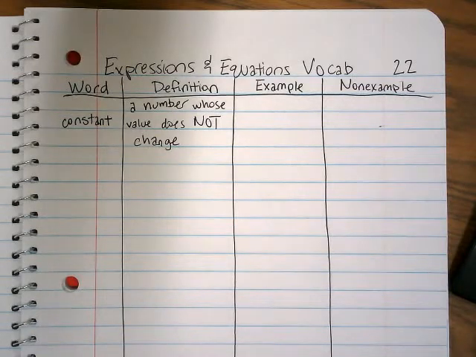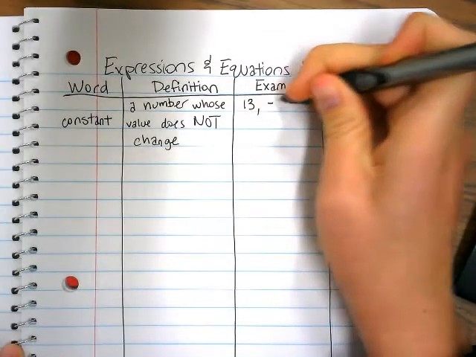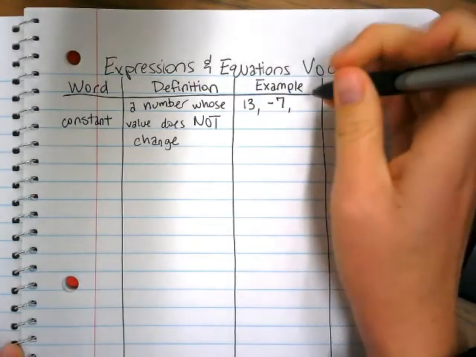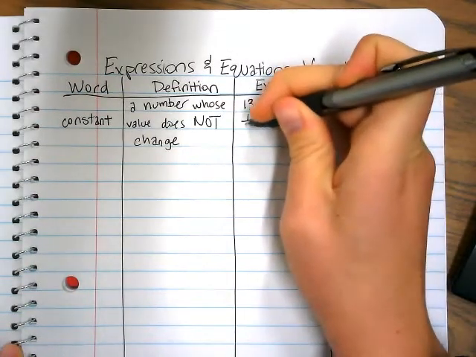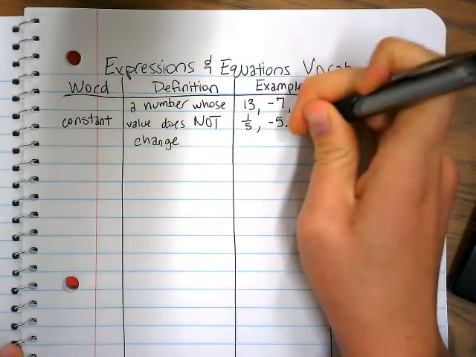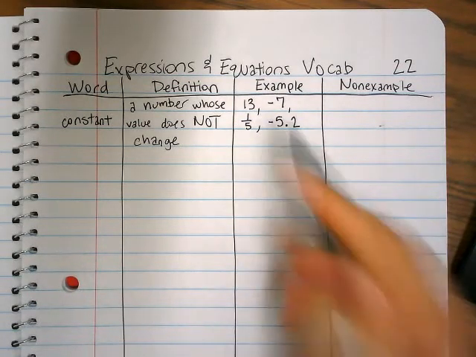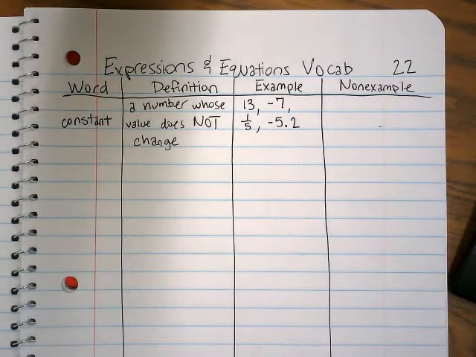So some examples of constants would be the number 13, -7, 1/5, -5.2. All of those are examples of constants. Those values don't change. The number 13 always means 13. The number 1/5 always means 1/5. Those are examples of constants.